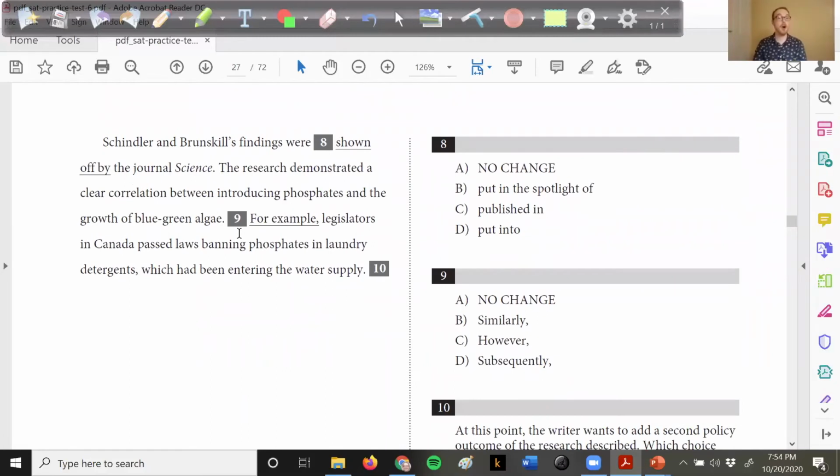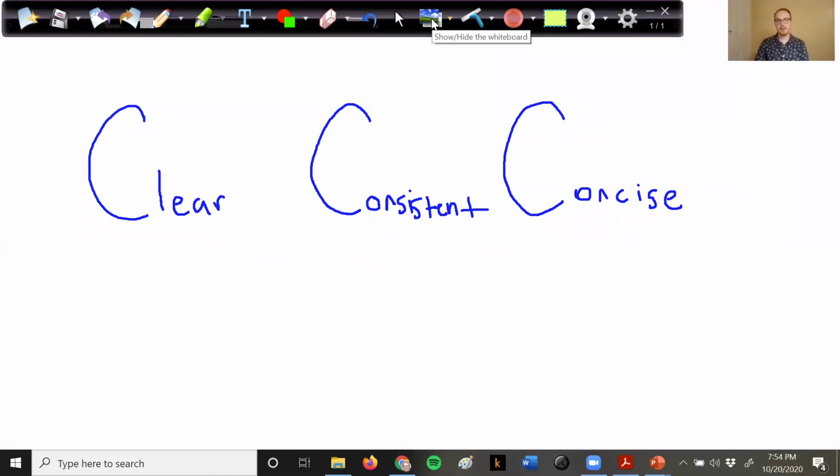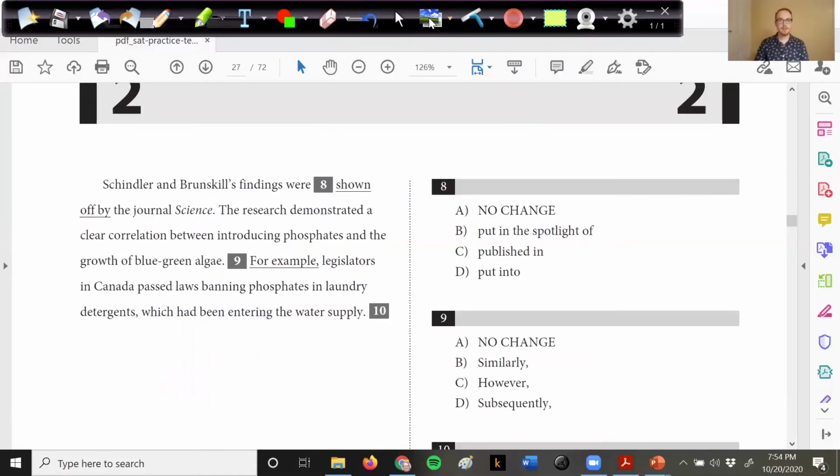All right, we're finally almost at the end of this algal blooms research passage. Schindler and Brunskill's findings were shown off by the journal Science. Okay, what are we being tested on here? Shown off by. No change, put in the spotlight of, published in, or put into. Well, let's look at our 3 C's. Is it clear? Yeah, I know what you mean by shown off by.